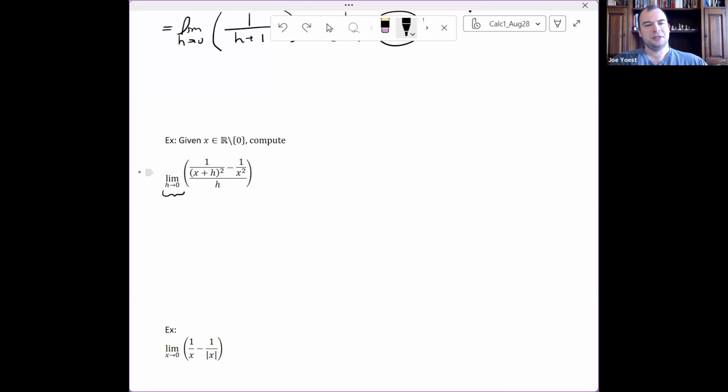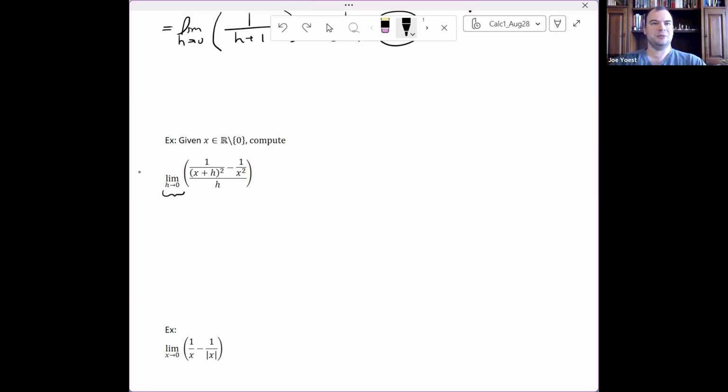Again, this is a rational expression in h. It's a complicated looking rational expression, but it could be boiled down to a rational expression. If I just plug in h equals 0, what am I going to get? I'm going to get 1 over x squared minus 1 over x squared on top. That's 0. And on the bottom, I'm also going to get a 0. So I get a 0 over 0. That's a familiar indeterminate form.